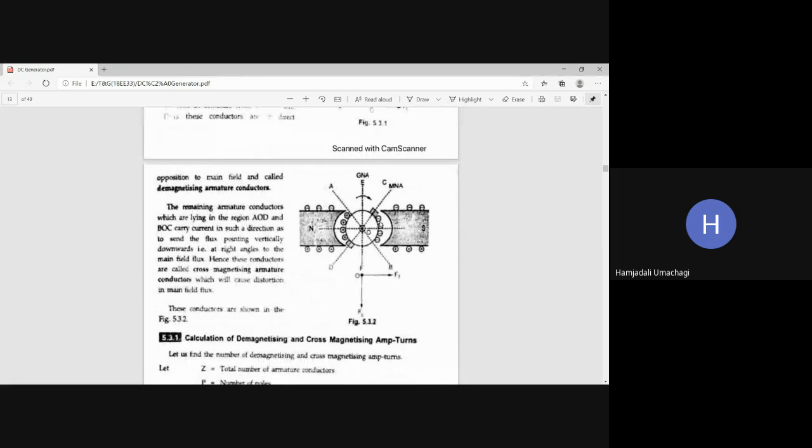The region is between angles AOC and BOD as shown in figure 5.3.2. Okay, total number of armature conductors lying in the region of AOC and BOD. So now in the region of, wait a minute.